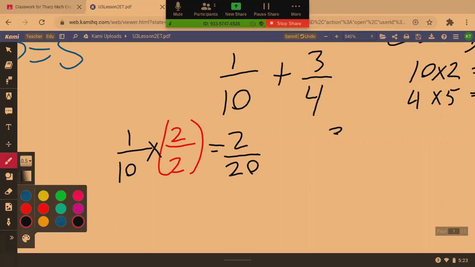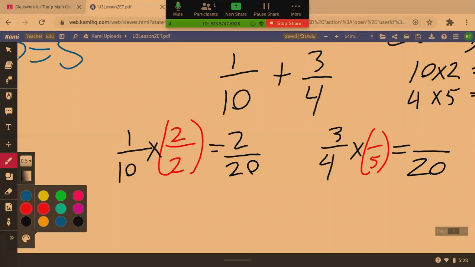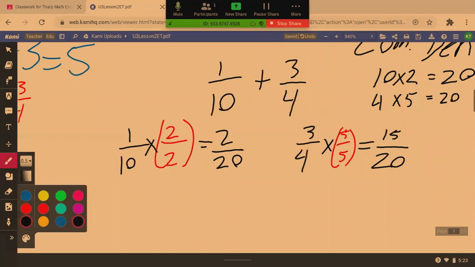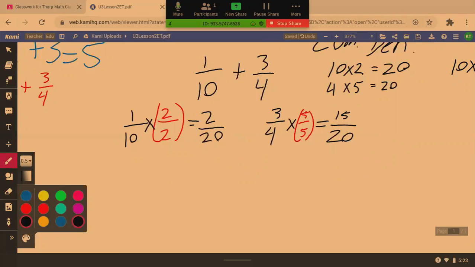All right, now let's do 3/4. I'm going to multiply it. We know the common denominator is 20. So 4 times what equals 20? That's 5. Whatever you do to the bottom, you have to do to the top. 3 times 5 equals 15. So we are doing 2/20 plus 15/20, and that gives us 17/20.